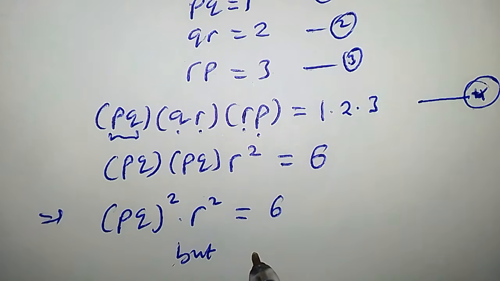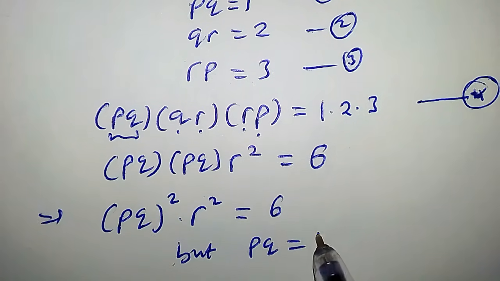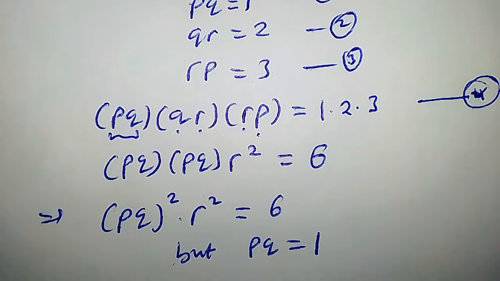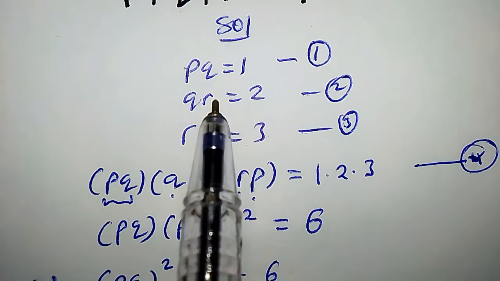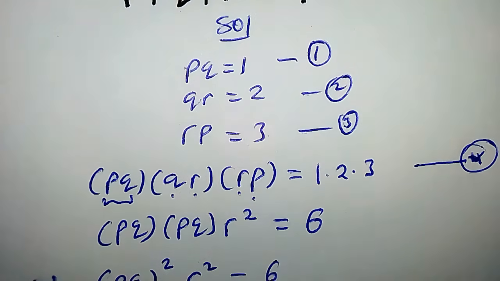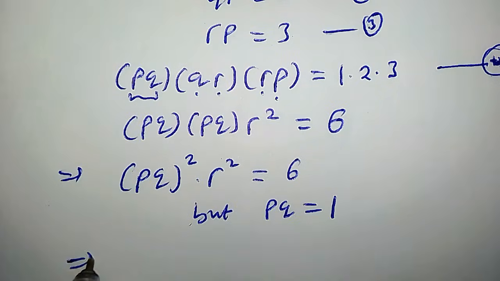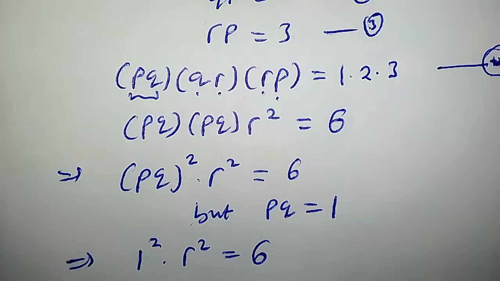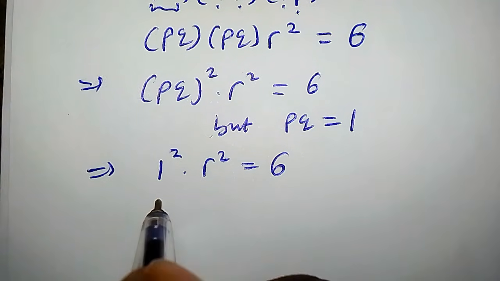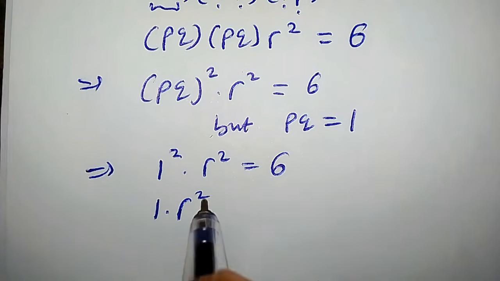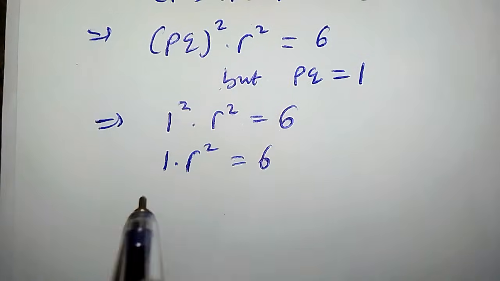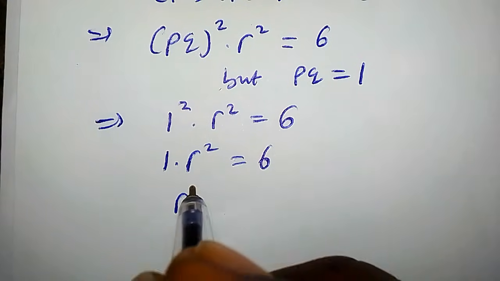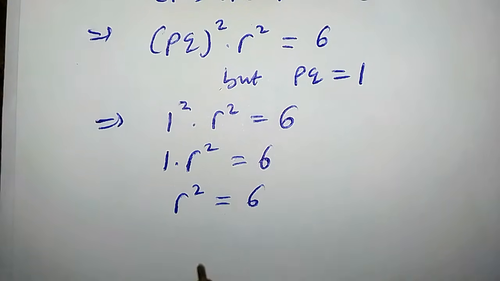But we know that PQ equals 1. Let me show you where we got this. It's from this equation, PQ equals 1. This implies that we have 1 squared times R squared equal to 6. What is 1 squared? That is simply 1 times R squared equal to 6. 1 times R squared, that is R squared equal to 6.